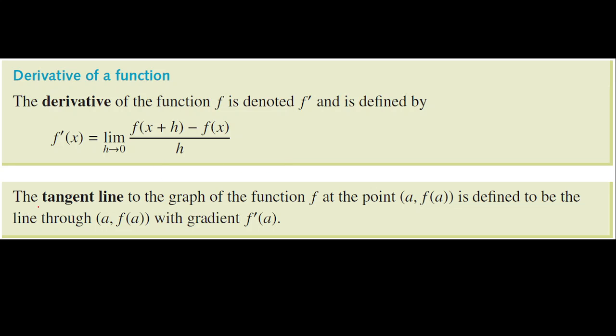Also, the tangent line of the graph at the point (a, f of a) is defined to be a line that goes through the same point, and the gradient is f prime of a. Very useful. You need to remember that as you want to determine the equation of that line.